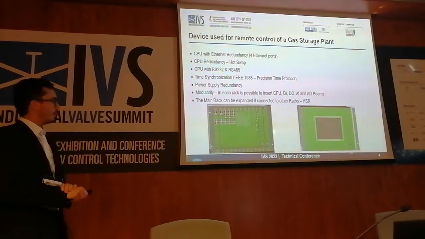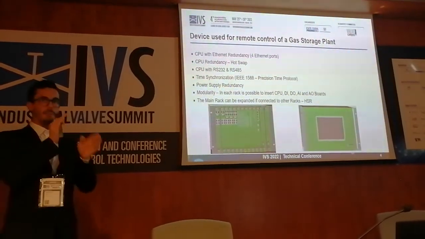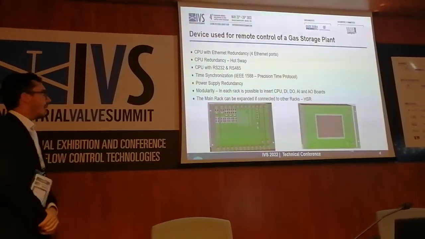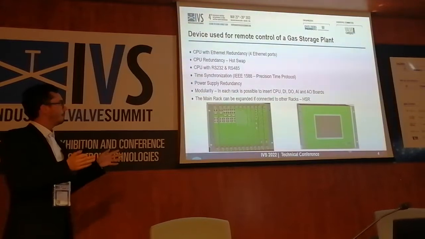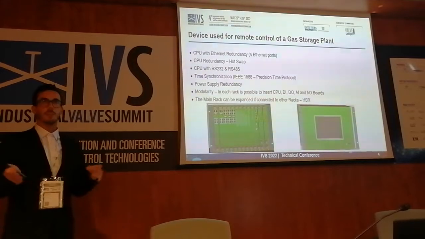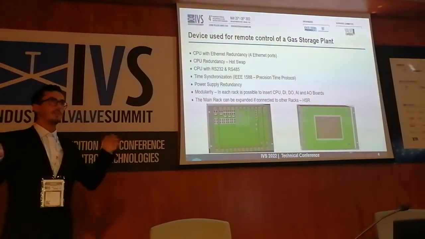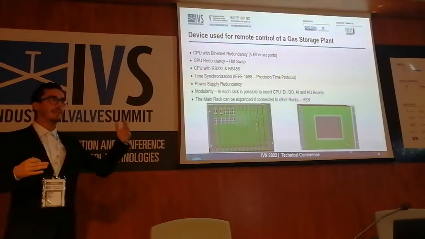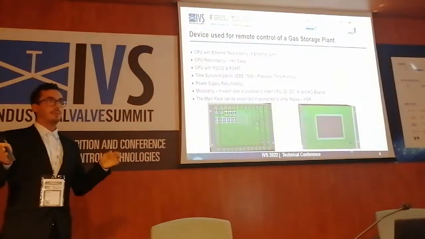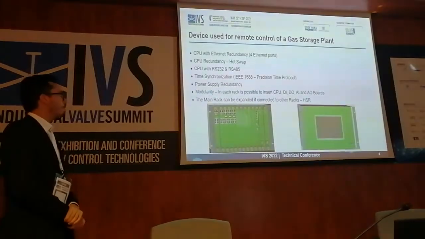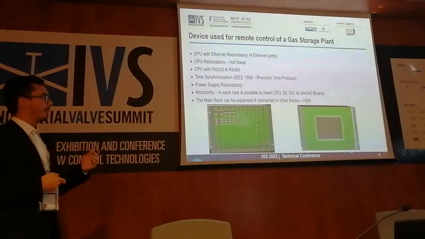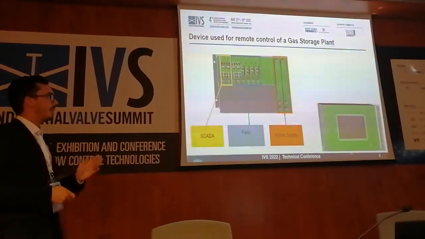Same story goes for the power supply. There are 2 power supplies that are also redundant, so in case of failure, as before, it's possible to replace it. And it's possible to use, for example, digital input, digital output, analog input, and analog output to provide to the remote SCADA system all the information that they needed, as well as the communication that were involved in the field process, for example, the CUA, but we will see that later. So the main rack is possible also to be extended with other racks that are communicating with HSR.